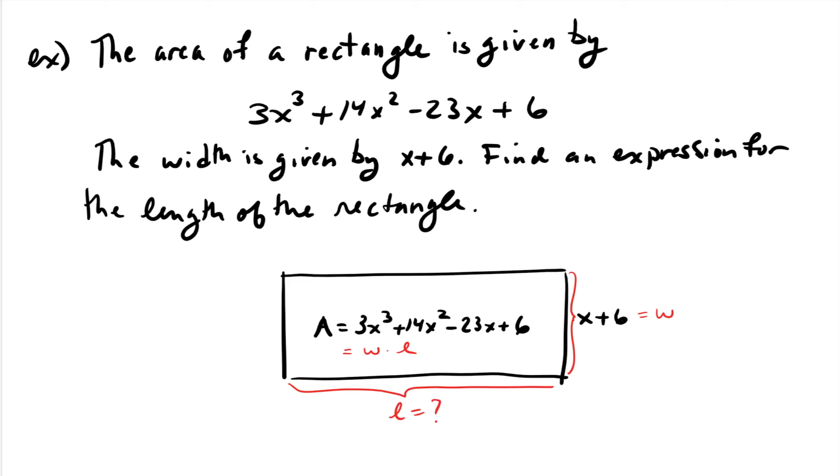So this is a problem I'm going to ask you to do on your own. The area of a rectangle is given by a polynomial, and the width is given by x plus 6, and you want to find an expression for the length of the rectangle.